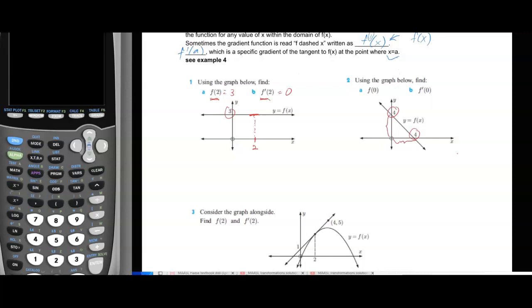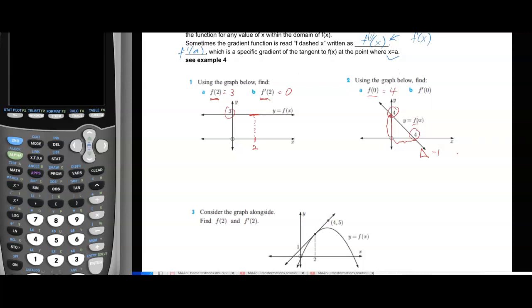The rise is -4, the run is +4. -4 divided by +4 is -4/4, which is -1. So our slope of this line at any point is -1, right? So the slope is -1. They're asking us for the height of the function at x equals 0, so it would be right here, the height is equal to 4.